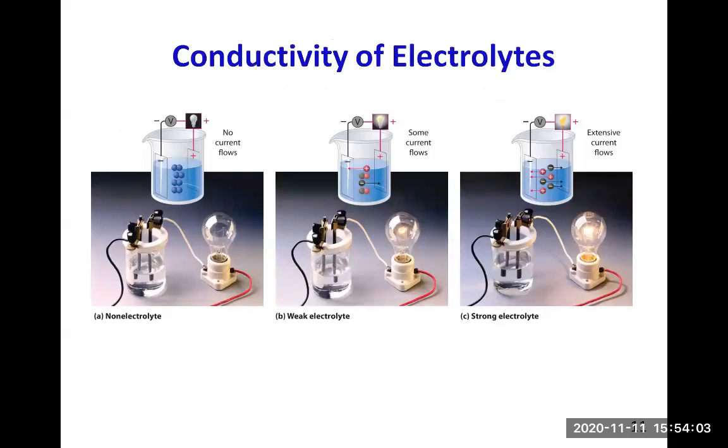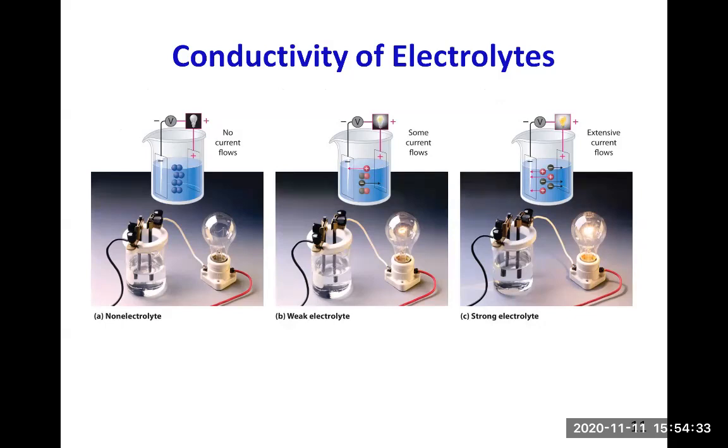And so this represents an experiment where we have solutions. On the left, we have a non-electrolyte solution, and it's represented by a diatomic molecule with two blue spheres there. And even though you try to have a circuit and an electrical current going through this, it doesn't work. The light bulb is not lit because it does not carry the electricity between the two electrodes.